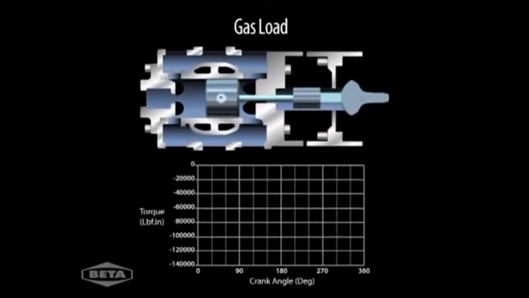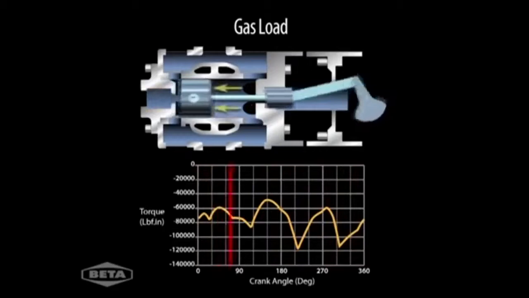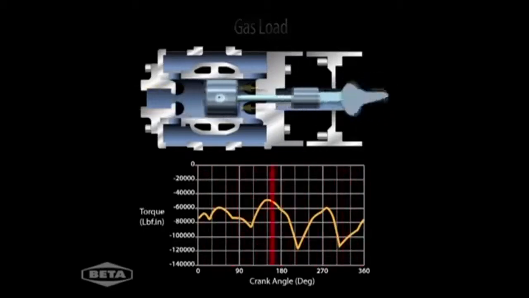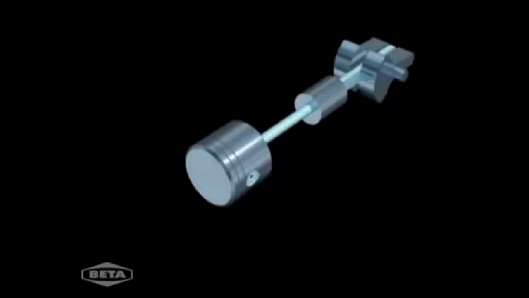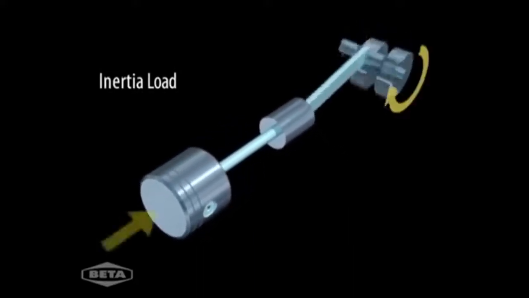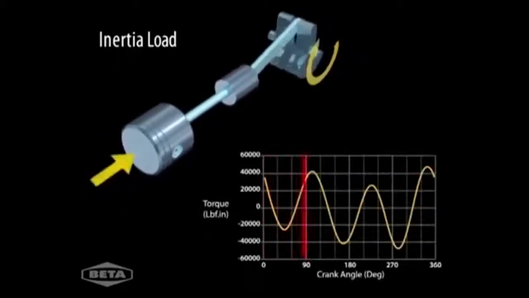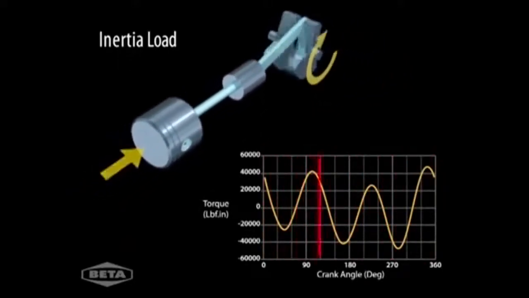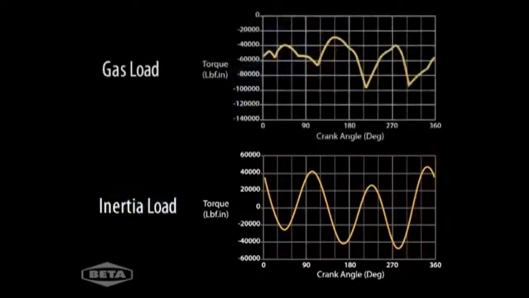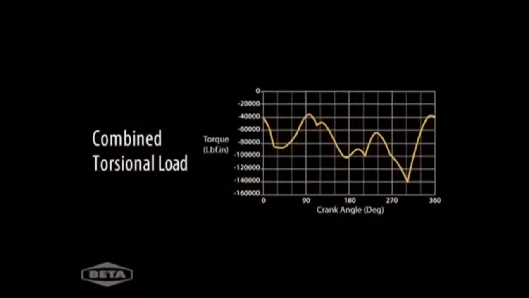This chart illustrates the gas load from all the cylinders during one revolution of the crankshaft. Another important load is the inertial load due to the weight of the piston assembly. Inertial load for all cylinders also varies widely over each revolution. By adding together the gas load and the inertial load, we find the combined torsional load for all cylinders in this compressor.